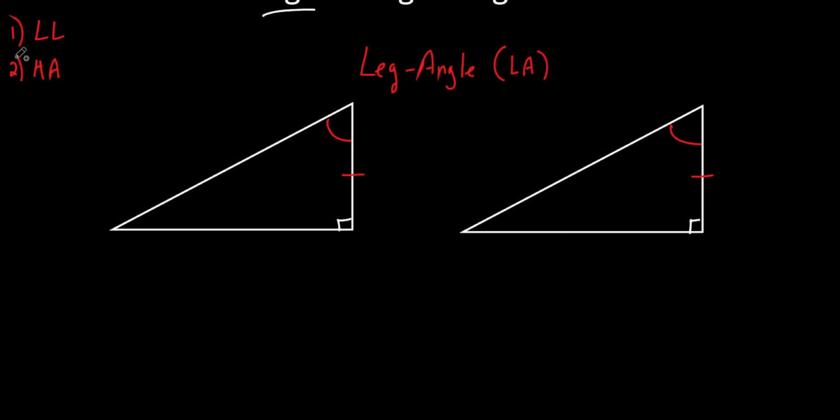All right, and that's our what? Third way to show that right triangles are congruent to each other. Again, remember, this only deals with right triangles. Everybody okay? Yeah, it's pretty easy.